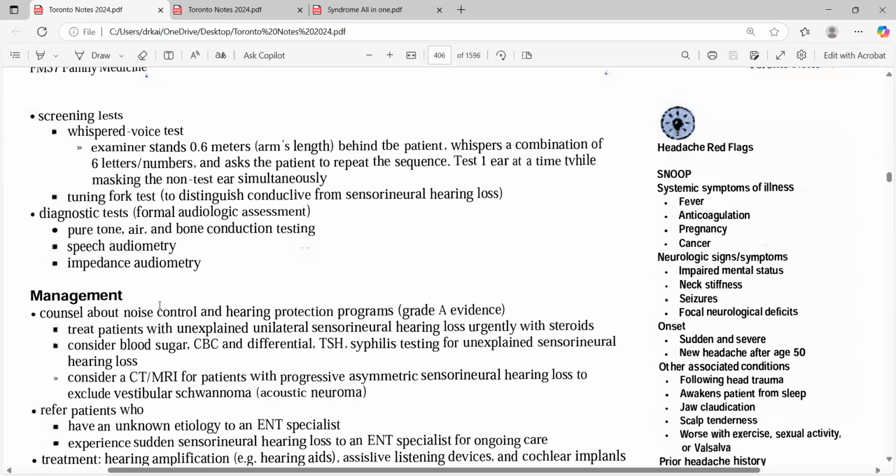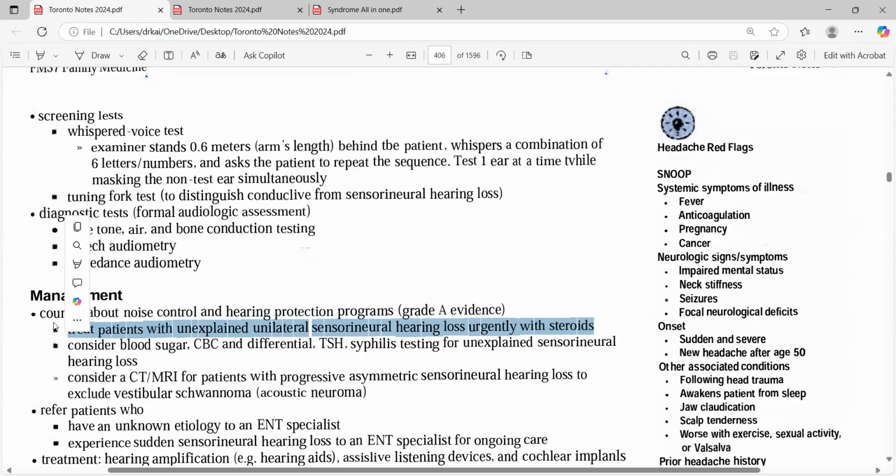If there's sudden hearing loss, sudden vision loss, in those cases, you can give them steroids. I mean, that's what's written in the books. They say treat a patient with an unexplained unilateral, sorry, I forgot to mention, unilateral sensory neural hearing loss or unilateral vision loss urgently with steroid.